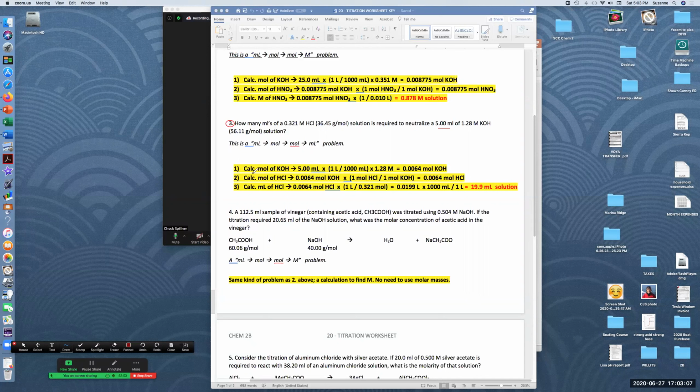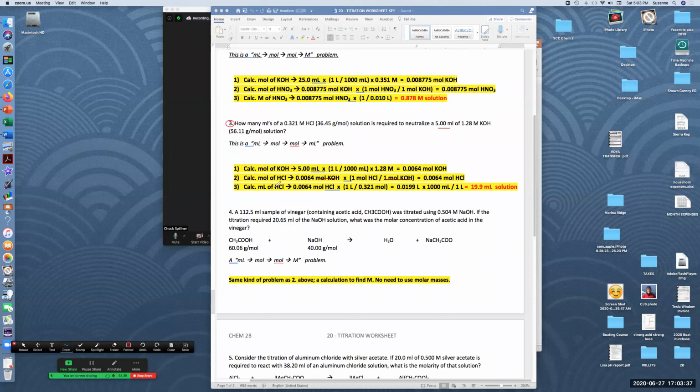Step 2, we're going to use our mole ratio. This is a very familiar reaction. So we know the mole ratio of HCl to KOH in this reaction is 1:1. So we take our moles of KOH times the mole ratio of HCl, 1 mole of HCl divided by 1 mole of KOH. And moles of KOH cancel. So we're left with moles of HCl, which turns out to be 0.0064.